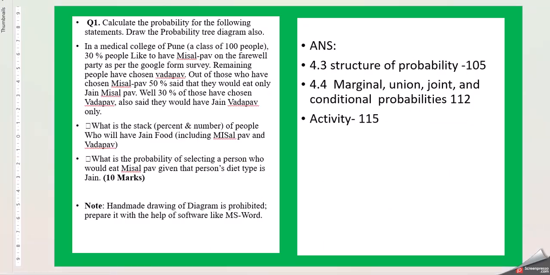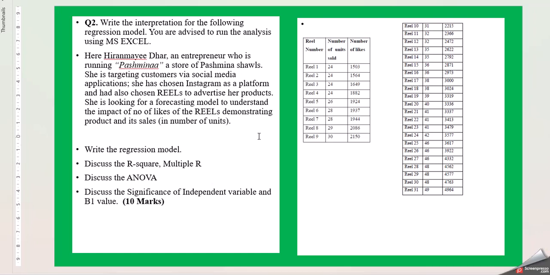Okay, moving to question 2. Write the interpretation for the following regression model. You are advised to run the analysis using MS Excel. Here, Hiranmai Dhar is an entrepreneur who is running a store of Pashmina shawls.